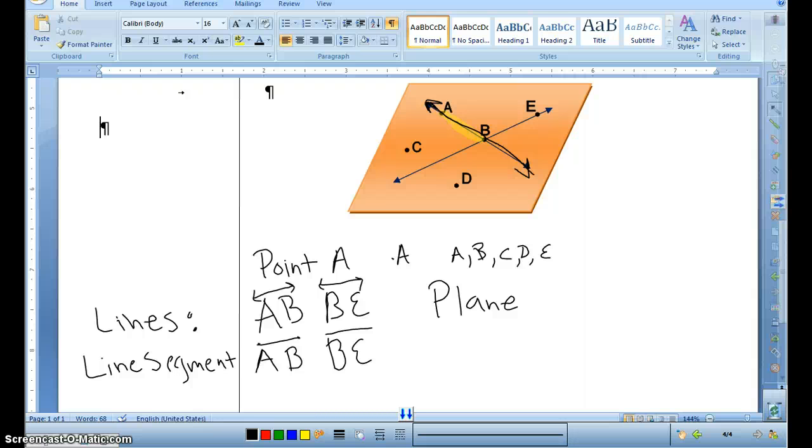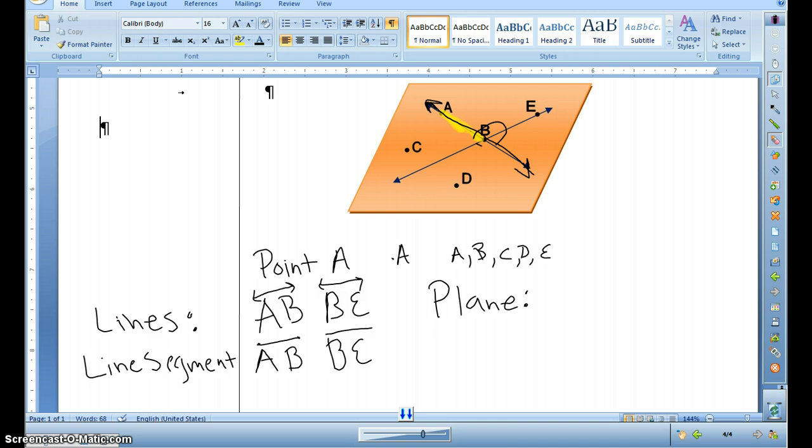So this parallelogram would be our plane, and you label a plane using 3 points. So you need 3 points to name a plane, and those 3 points need to not be on the same line. So we don't want to use A, B or B, E because those are on the same line. It's better for us to use C, D, B, or we could use C, D, E, or we could go C, D, A. Any of those, as long as they're 3 points and they're not on the same line.